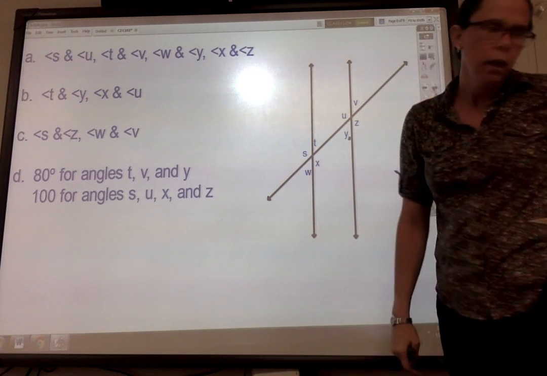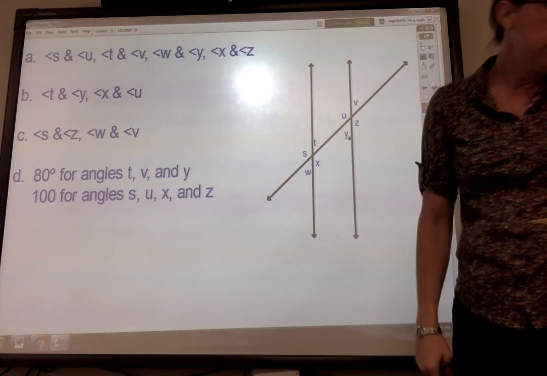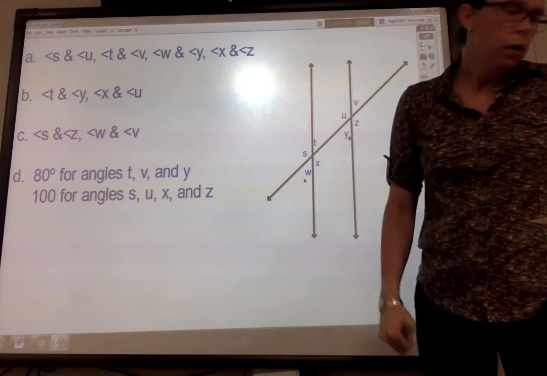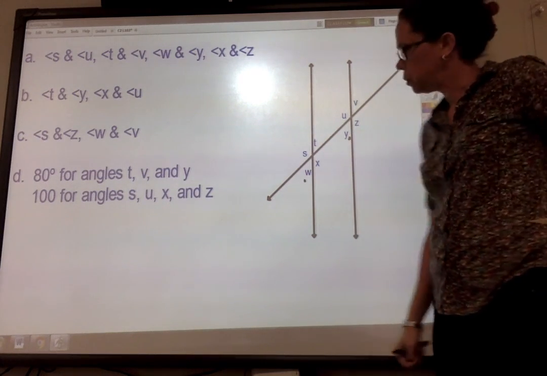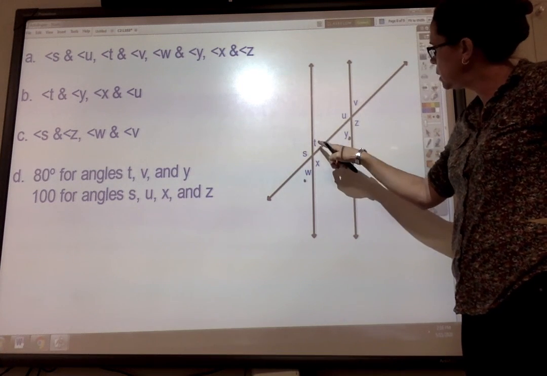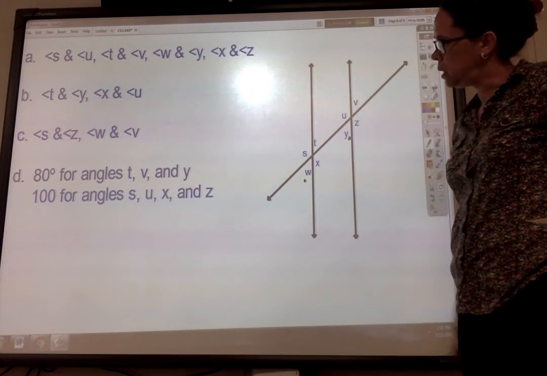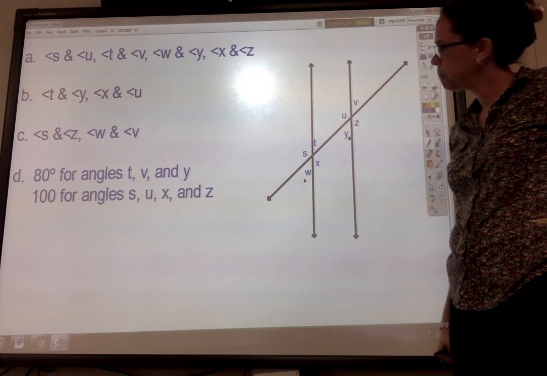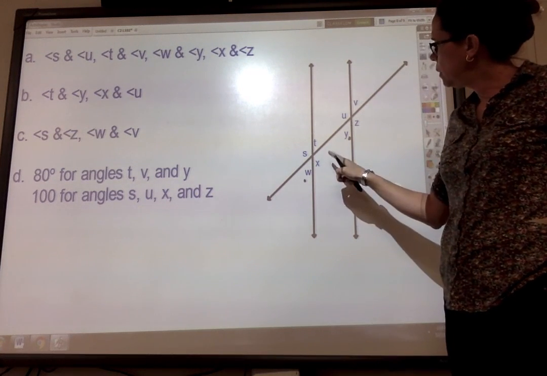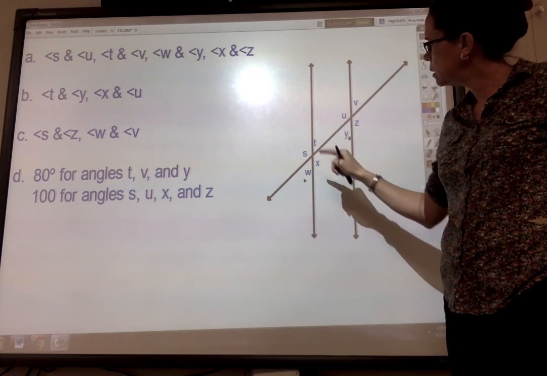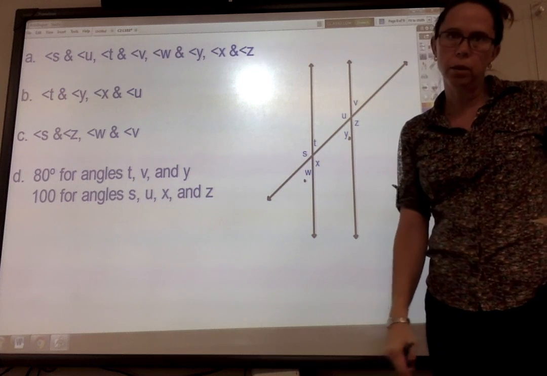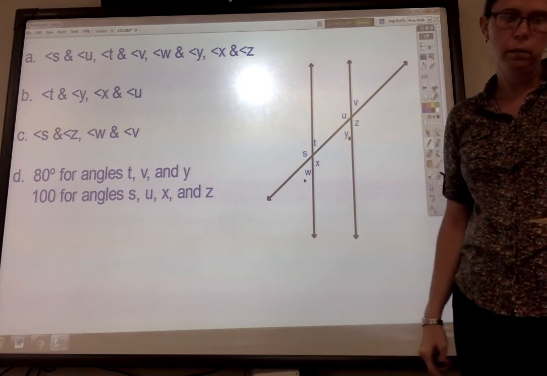Letter D: if the measure of angle W is 80, what's the measure of all the other angles? All the other acute angles should be 80. So W is 80, T is 80, Y is 80, V is 80. Then 180 minus 80 is 100, so all the obtuse angles measure 100. X and S, Z and U all measure 100 degrees.